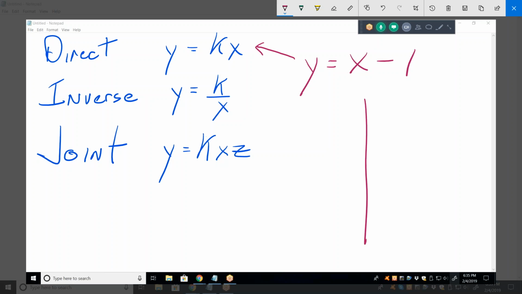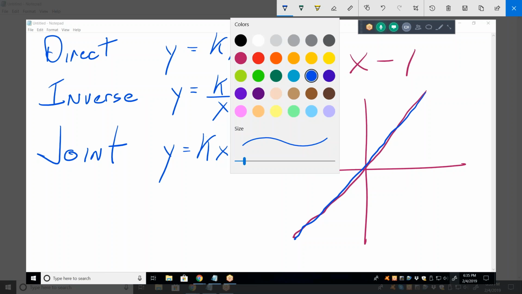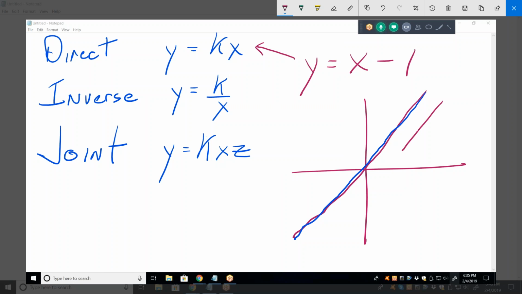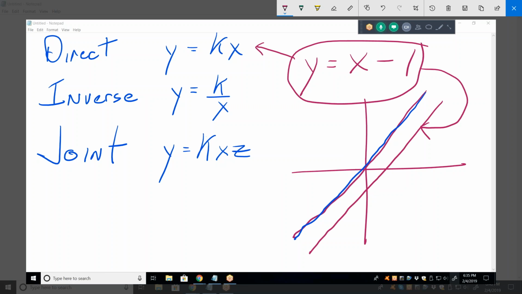The difference is that the blue looks like this. Here, I should have drawn it in blue. The blue looks like that. That's y equals kx. This one, everything is moved down 1. In other words, that's a translation. So this right here is this line, but it is still of the form of a direct relationship. In other words, when x goes up, y goes up. When x goes down, y goes down.